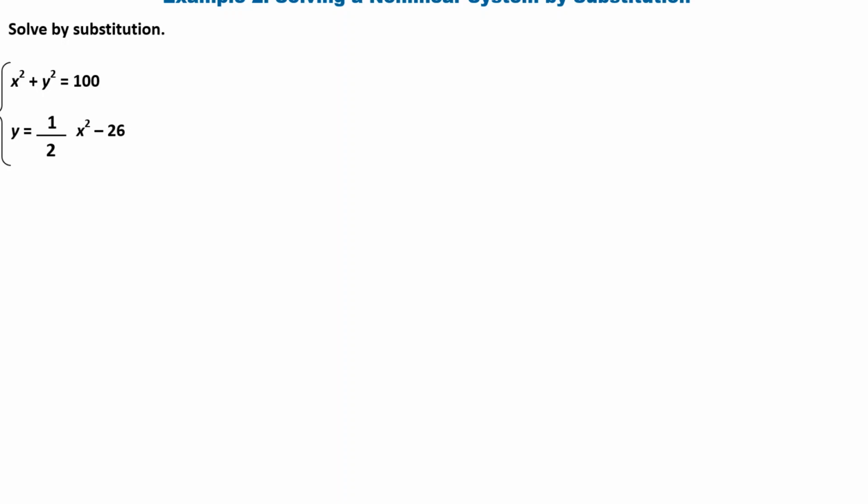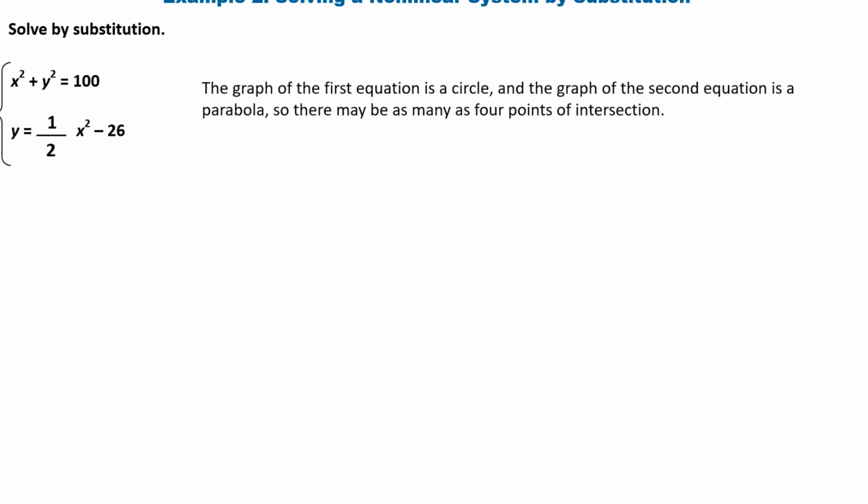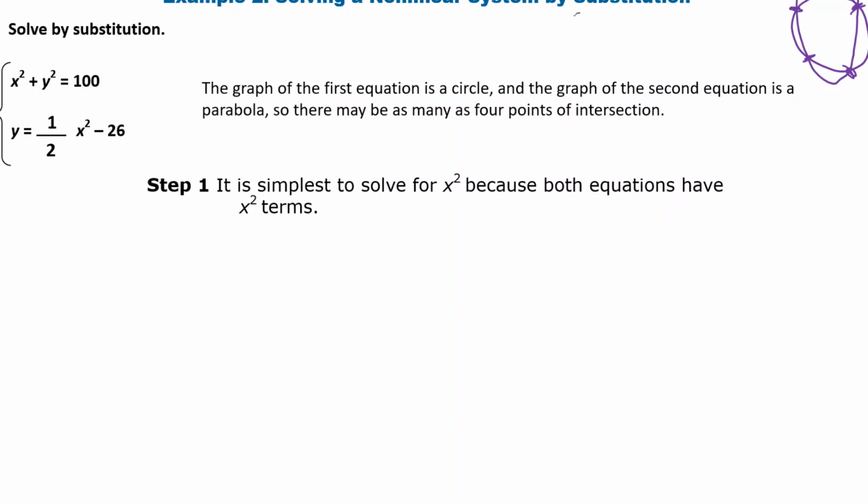All right, let's do example number 2, solving a nonlinear system by substitution. The first thing that you should recognize as you look at these 2 equations is that the graph of the first equation is a circle, and the graph of the second equation is a parabola. So at the most, there could be as many as 4 different points of intersection. Once we keep that in mind, let's go ahead and solve. Since we're using substitution, I can solve for x squared because there's an x squared in both equations. So let's take a look at our first equation, and we're going to solve for x squared.